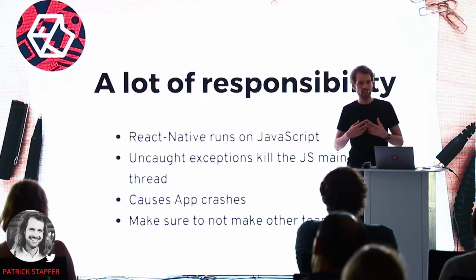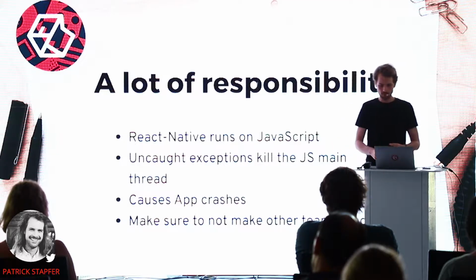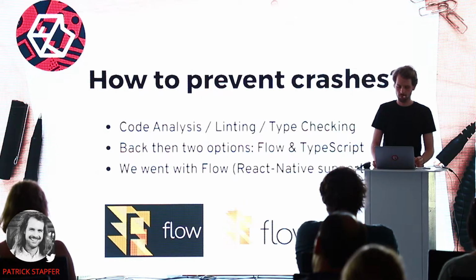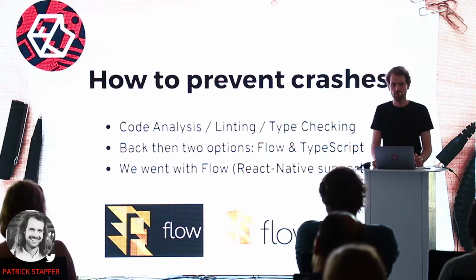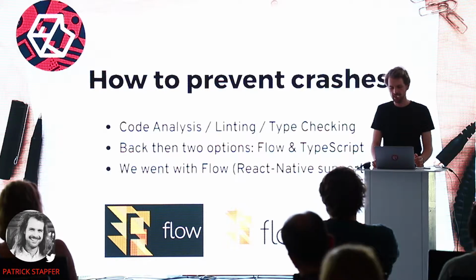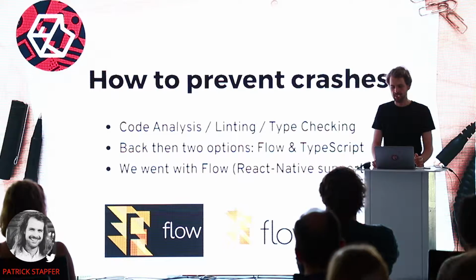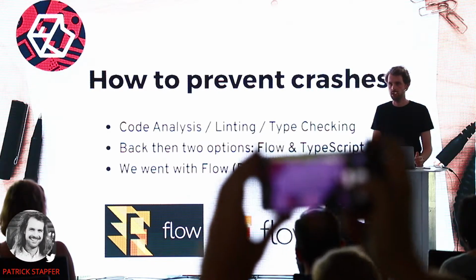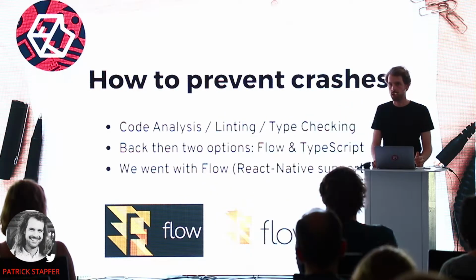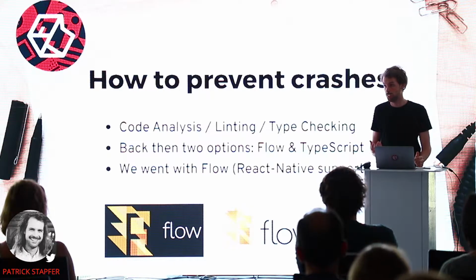And we also don't want to cause trouble for the other teams, right? The folks working on the apps should not have issues because of us. So it's also an organizational problem. So how did we prevent crashes? Back then there were not many options, and code analysis and linting were kind of limited, but there was type checking. And back then there was TypeScript, which sadly was not an option because you needed to migrate the whole code base to TypeScript.